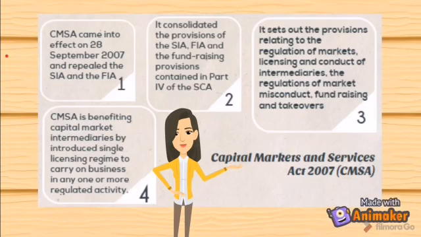The Capital Markets and Services Act 2007, CMSA, came into effect on 28 September 2007 and repealed the SIA and FIA. It consolidated the provisions of the SIA, FIA and the fundraising provisions contained in Part 4 of the SCA. It sets out the provisions relating to the regulation of markets, licensing and conduct of intermediaries, the regulation of market misconduct, fundraising and takeovers. CMSA benefits capital market intermediaries by introducing a single licensing regime to carry on business in any one or more regulated activity.